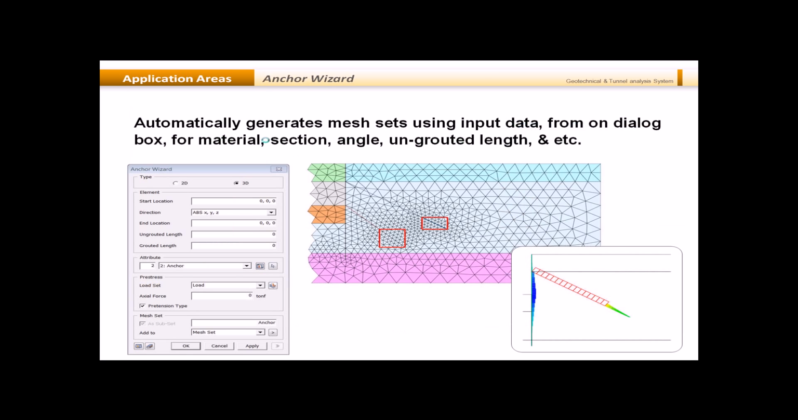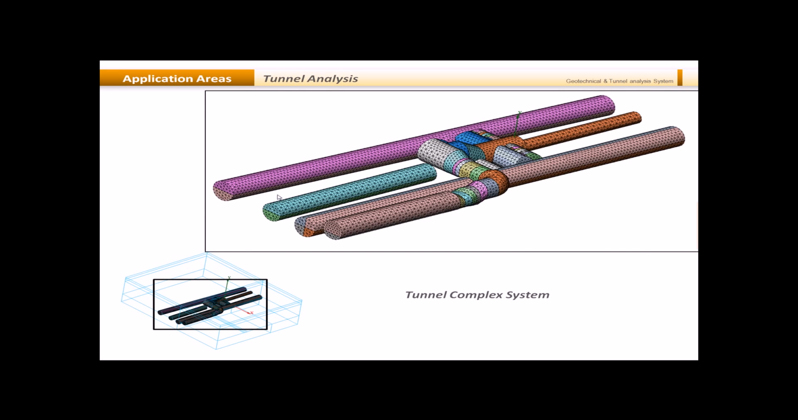Now let's talk about the creating of anchors. In Midas GTS, we have an anchor wizard that can be used to model the anchor automatically. And now let's talk about the complex tunnel system. Now as you can see on your screen, this is a very complex tunnel system which is done by one of our clients, and you can see how Midas GTS has been used to model this complex tunnel system.